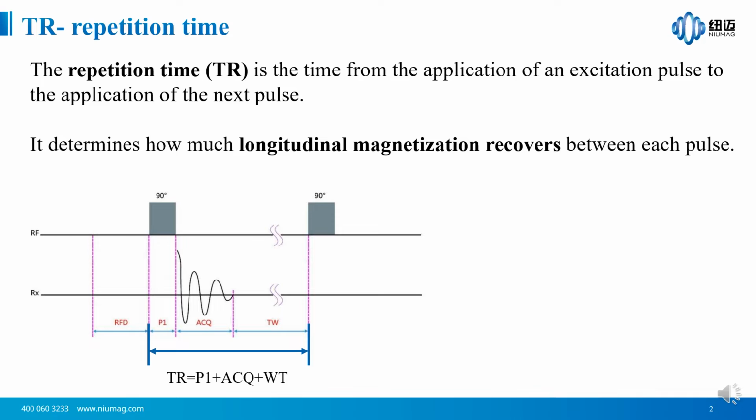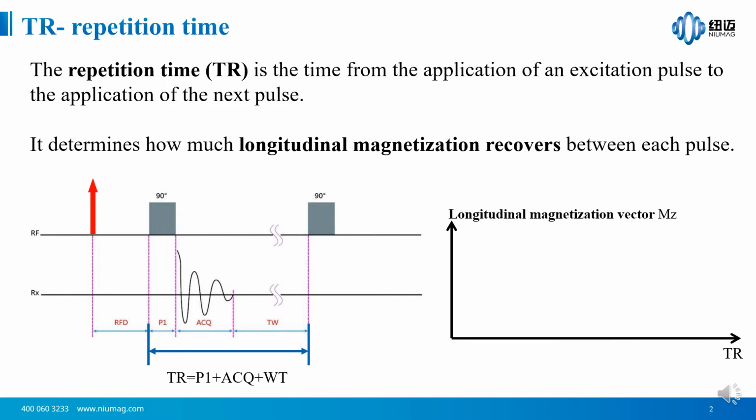After the sample is placed into the coil, a longitudinal magnetization vector is generated that is constant. We then apply a 90-degree RF pulse, and after the 90-degree pulse, the value of the longitudinal magnetization vector MZ recovers differently depending on the different TR waiting times. The waiting time TR determines the size of the longitudinal magnetization vector for the second applied pulse.